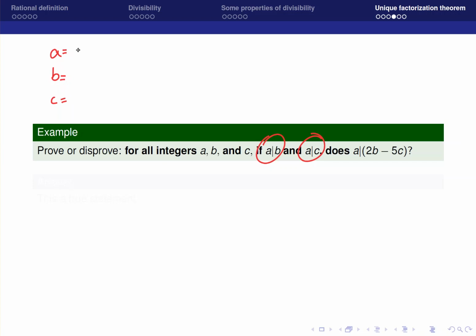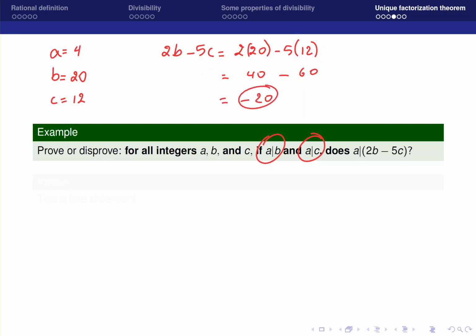So for instance, if a is 4 and b is 20 and c is 12, obviously a divides 20 and a divides 12. Now, what is the solution going to be when I compute 2b minus 5c? That's 2 times 20 minus 5 times 12. The total here is going to be 40 minus 60, which is at the end negative 20. Now, the question is, does 4 divide this answer negative 20? And it's clear that yes, it does.